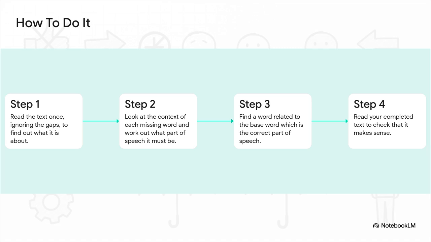Second, identify the word type. Ask yourself, does this spot need an adjective, a verb, a noun? That helps narrow it down. Third, now you can find the right form, using all your new knowledge about prefixes. And finally, step 4, and please don't skip this one, check your work. Reread the whole sentence with your new word in it. Does it sound right? Your ear is a pretty good judge.